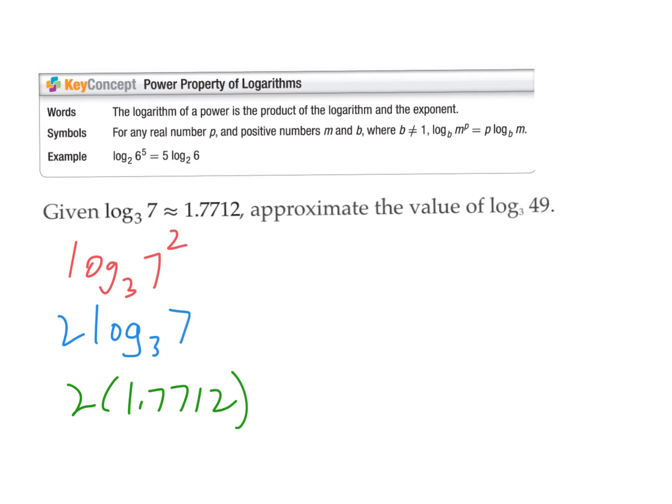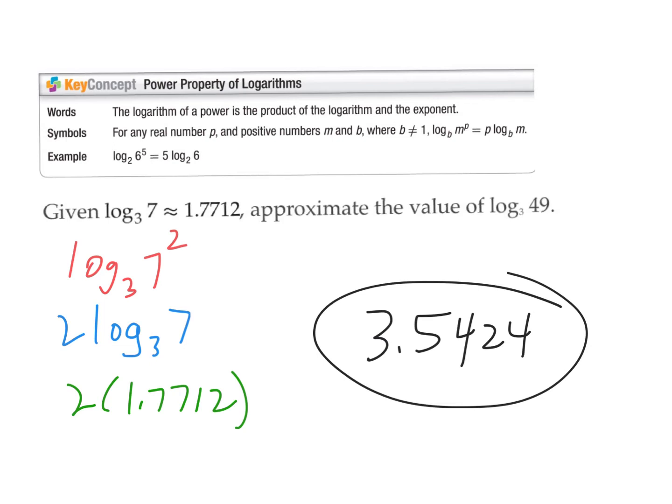Now go ahead and try it without a calculator, please. Just try to do it in your head. I want you to practice a little mental math. See if you can do that in your head: 2 times 1.7712. Then after you get it, verify it with your calculator. How about that? What did we get? What was our final answer? 3. How many did it in your head and did it right? Good job. I think sometimes that's worth practicing.